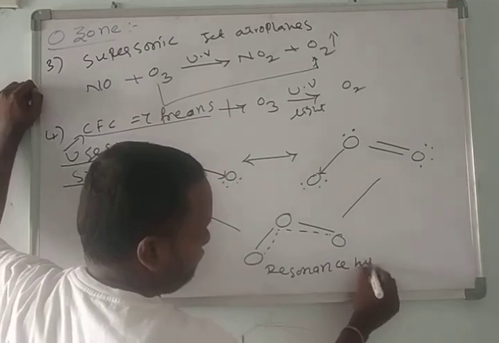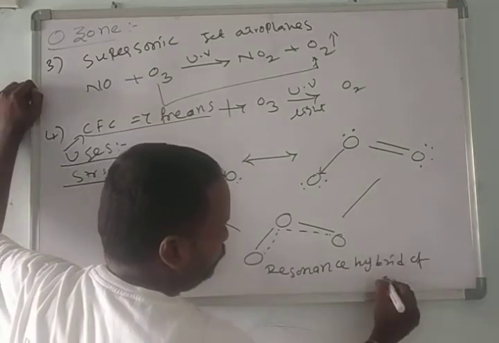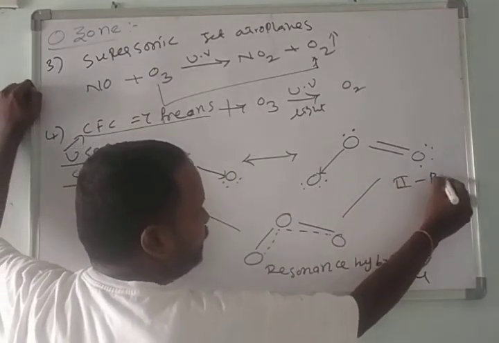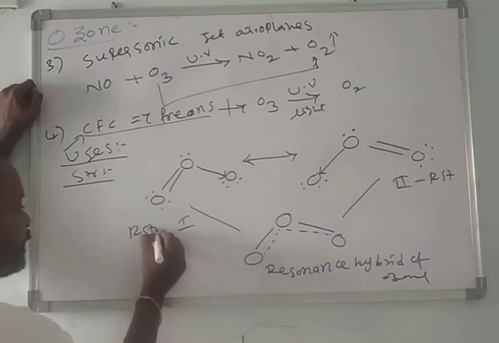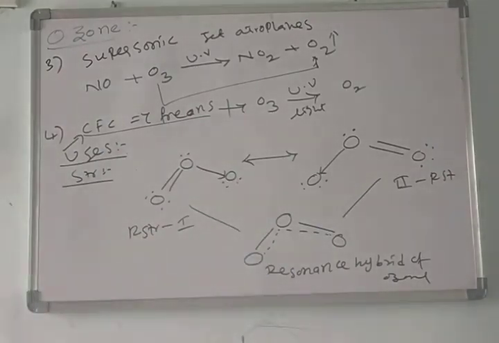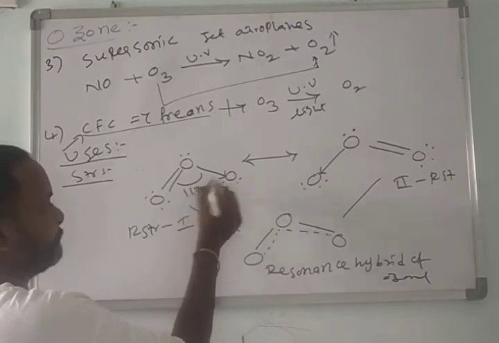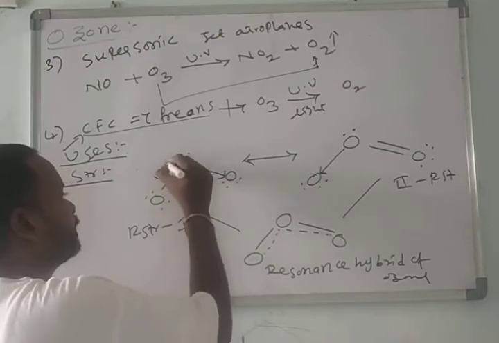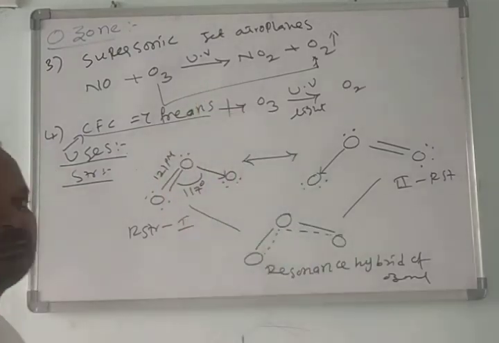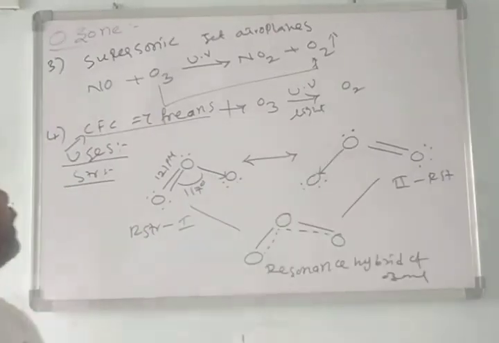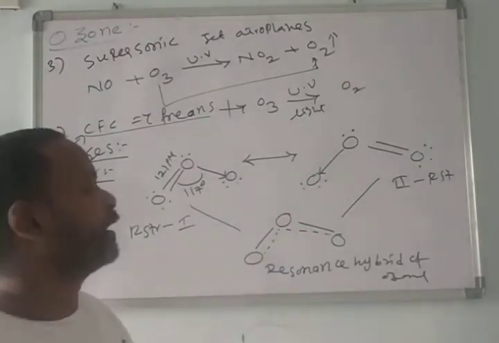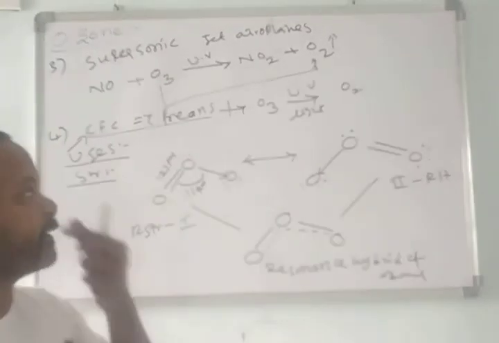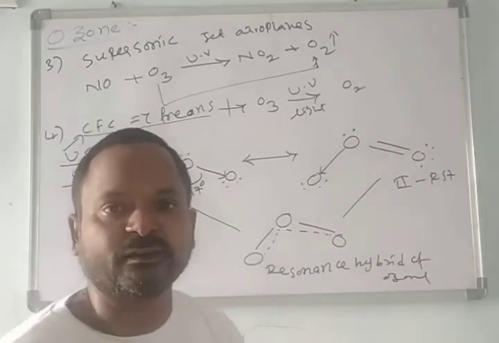This is the resonance hybrid of ozone. These two, this one and this one, are resonance structure 1 and resonance structure 2. The bond angle is 117 degrees, and the bond length is 121 picometers. This is the structure of ozone, uses of ozone, and chemical and physical properties of ozone. This is about ozone, and this is about the 16th group elements.